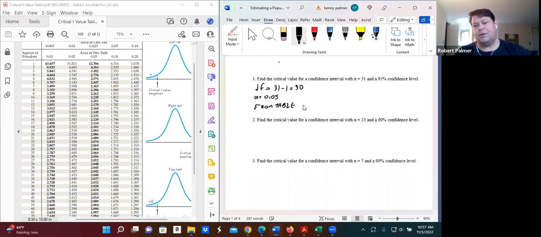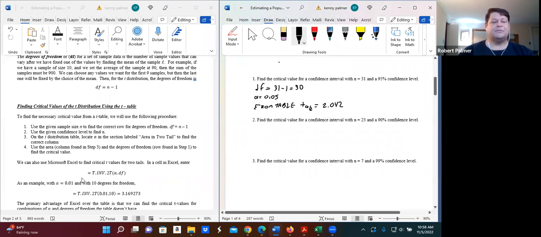So from the table, T of alpha over 2 is equal to 2.042. Now, let's show how we can do the same thing with Microsoft Excel. Let me close the table for a moment. We have this function in Microsoft Excel we can use.